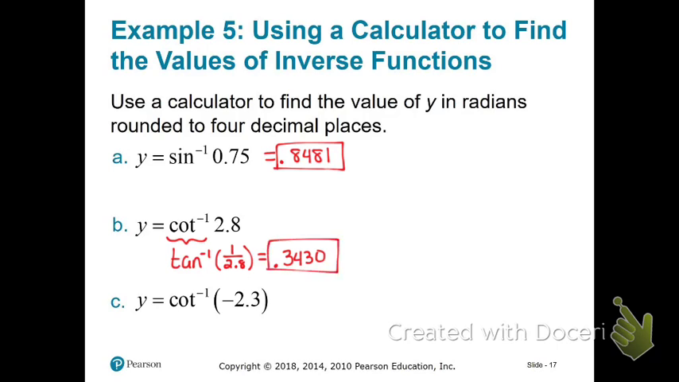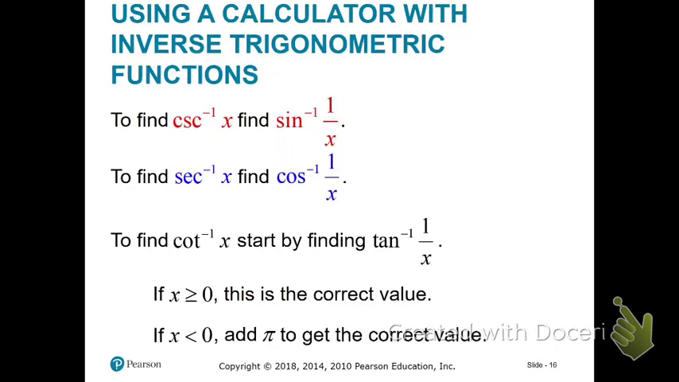I want us to look back at something real quick, but I wanted it in the video, so I didn't talk about it at that time. So we're good with those? Alright, so I'm going to back up a slide for a second here. Now look at the bottom on this slide, okay? To find the inverse cotangent of x, start by finding the inverse tangent of 1 over x.